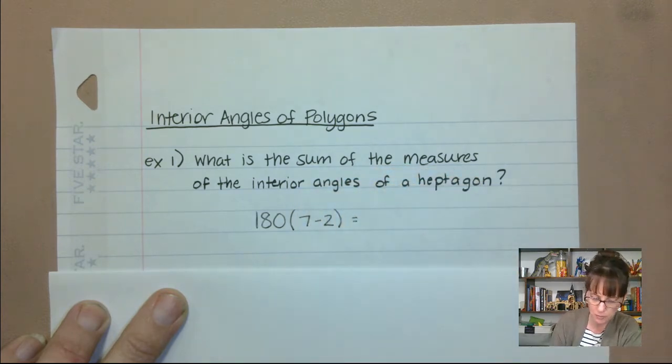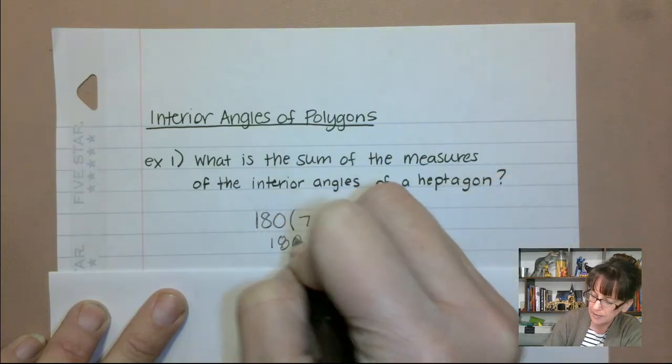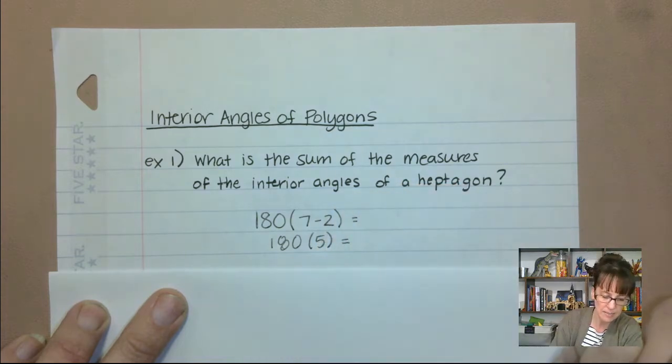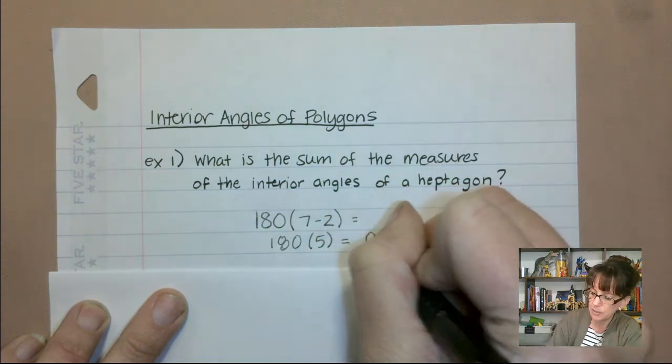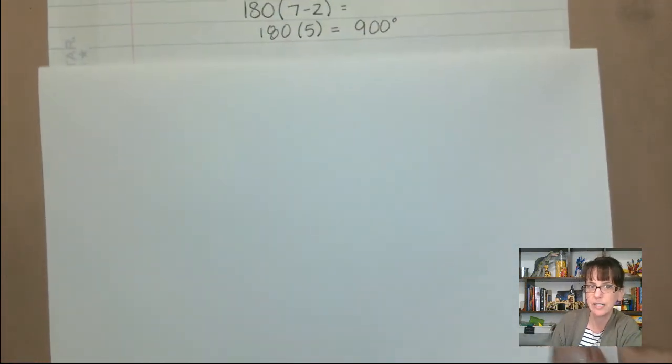Well, 7 minus 2 is 5. So we have 180 times 5, which gives us 900 degrees. So if you add up all the angles inside a heptagon, you are going to have 900 degrees. All right, let's try example number 2 here.